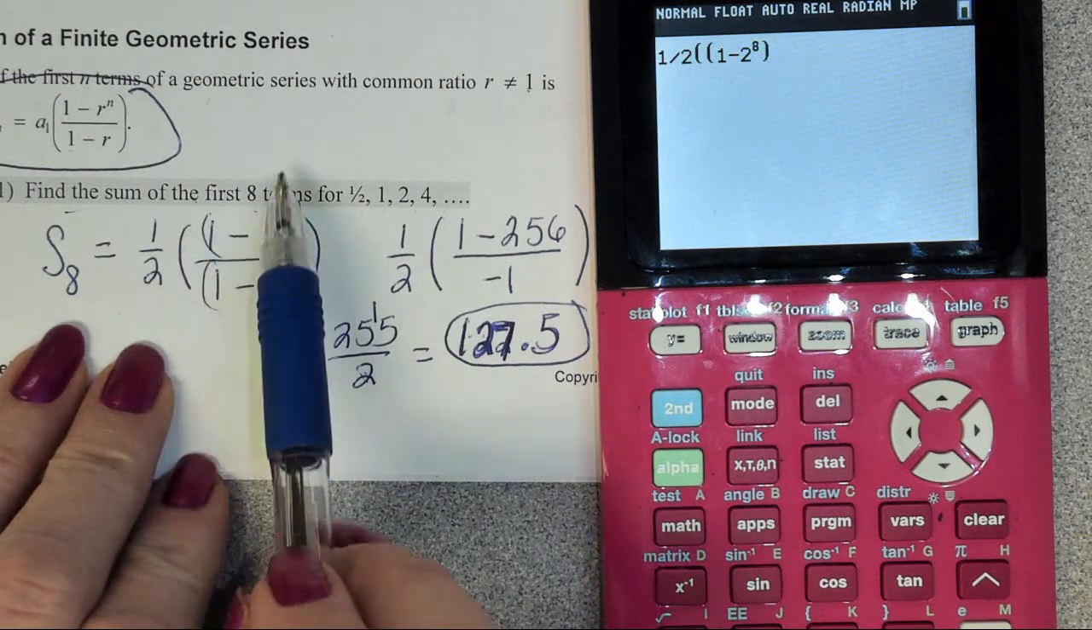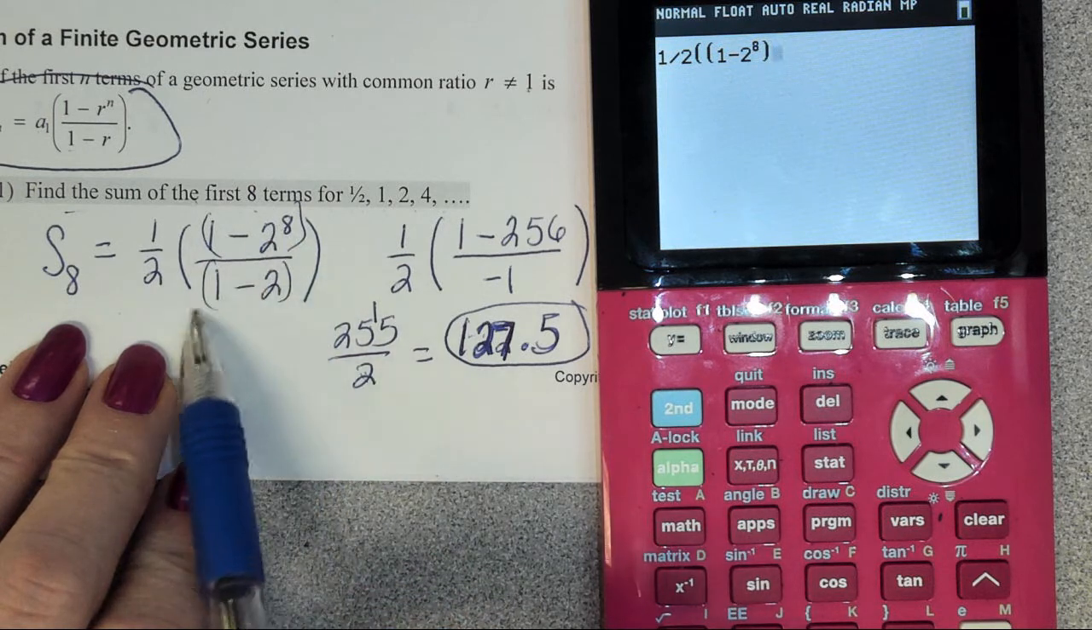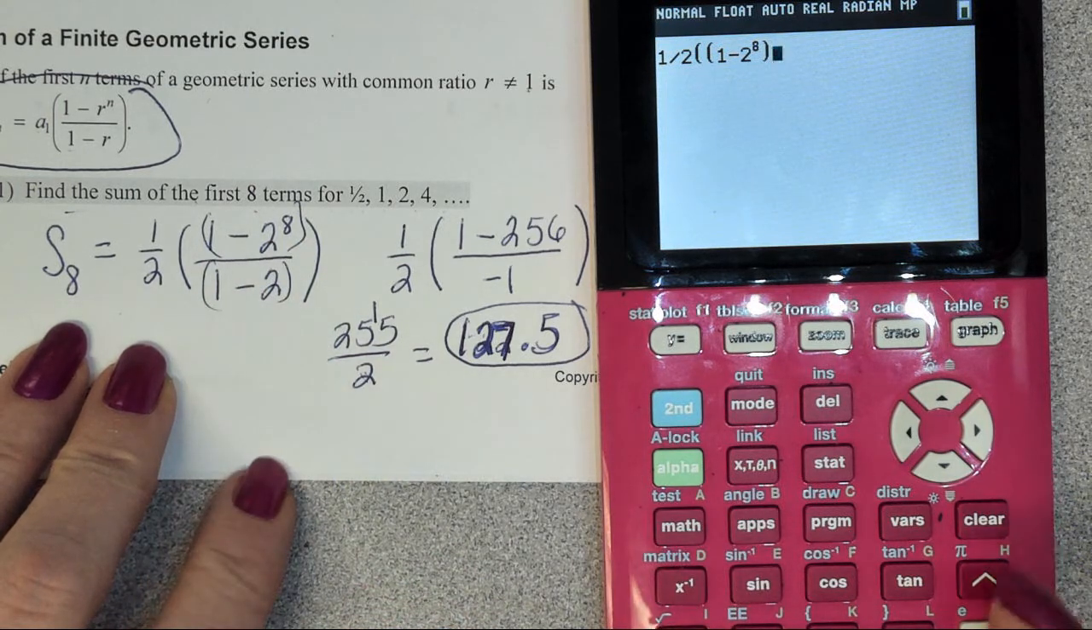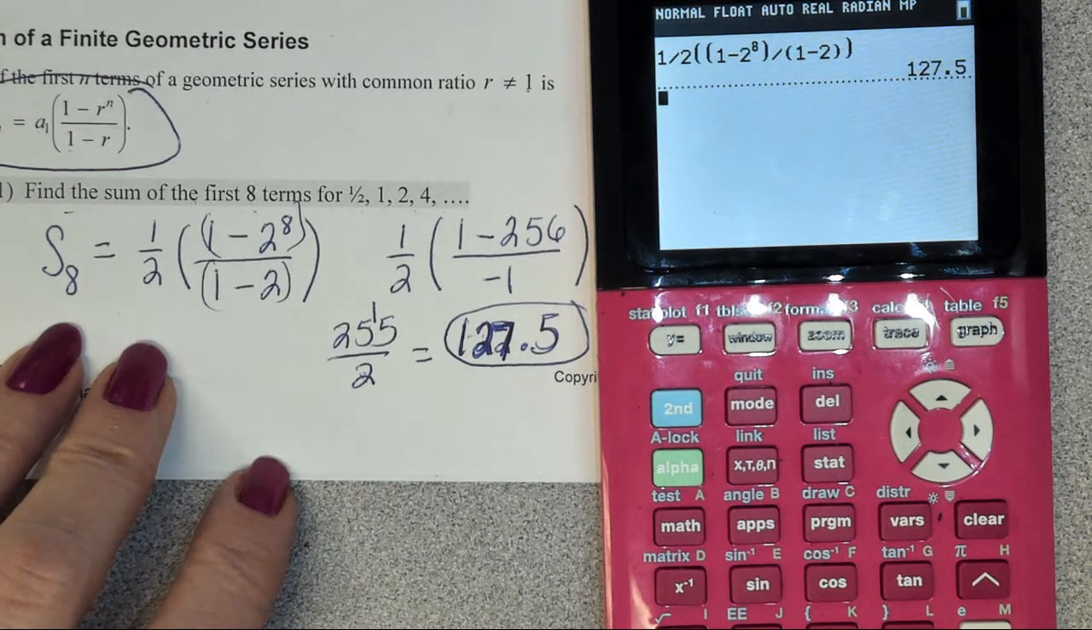Because I have to do 1/2 times this whole quantity, but I want this whole quantity to be divided by that whole quantity. And then it's divided by parentheses 1 minus 2, and then close the overall parentheses. I'll give you a minute to look at that. And then that will give us that answer. Okay?